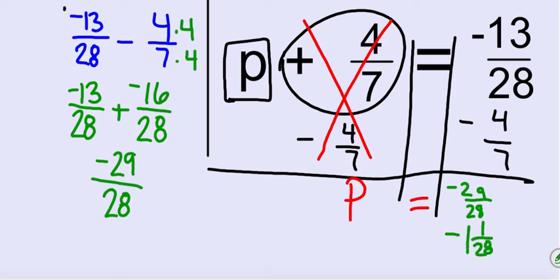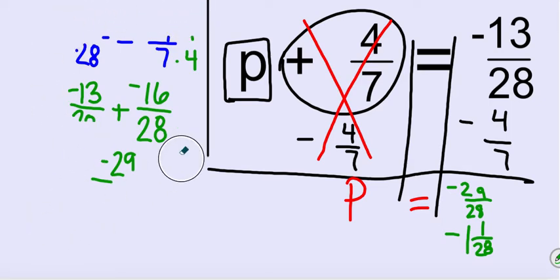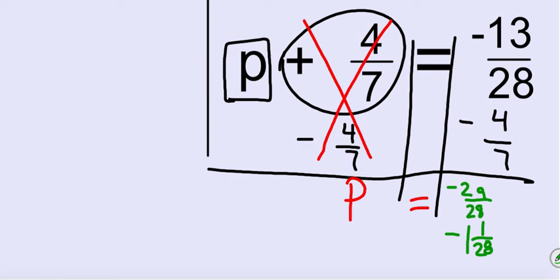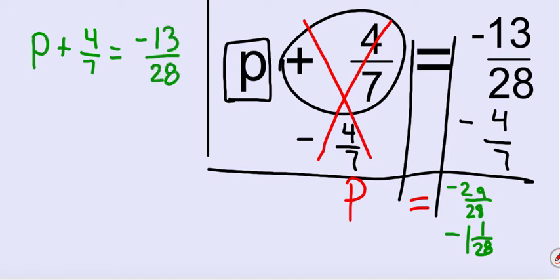The only difference is that the calculator would have automatically converted that into a mixed number for you. They're still both correct. Then my next step is going to be to go back and check my work to make sure I did it properly. So I go back and I write the original equation down, which is P plus 4/7 equals negative 13/28. I take the answer that I had, which was negative 29/28, and I'm going to add that to my 4/7.